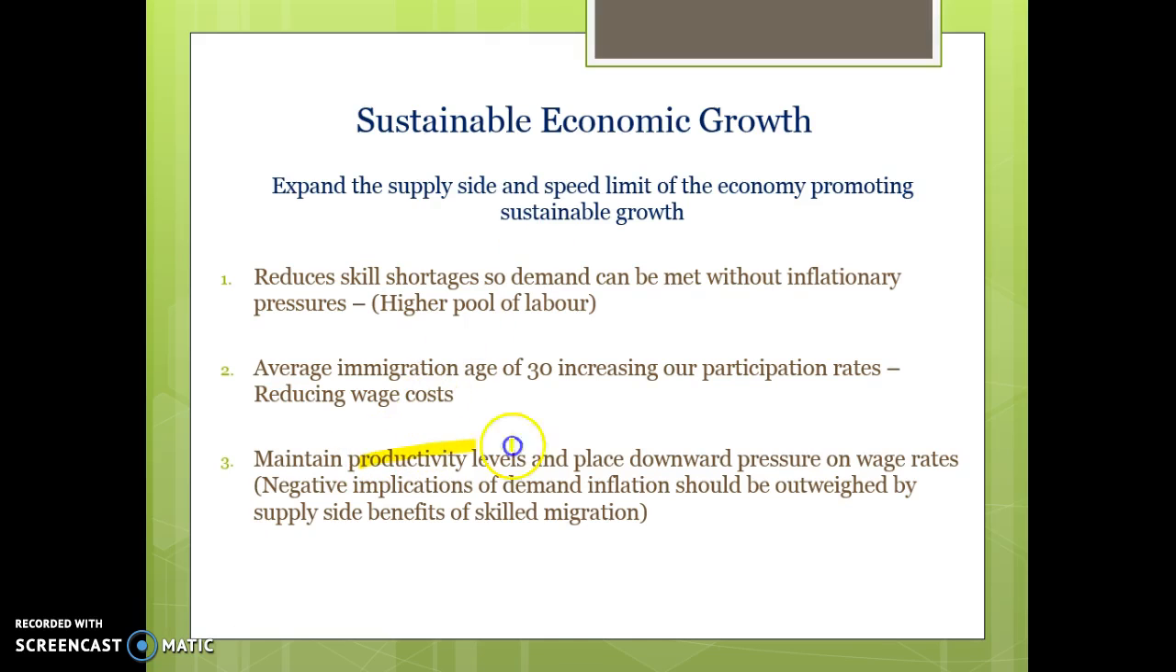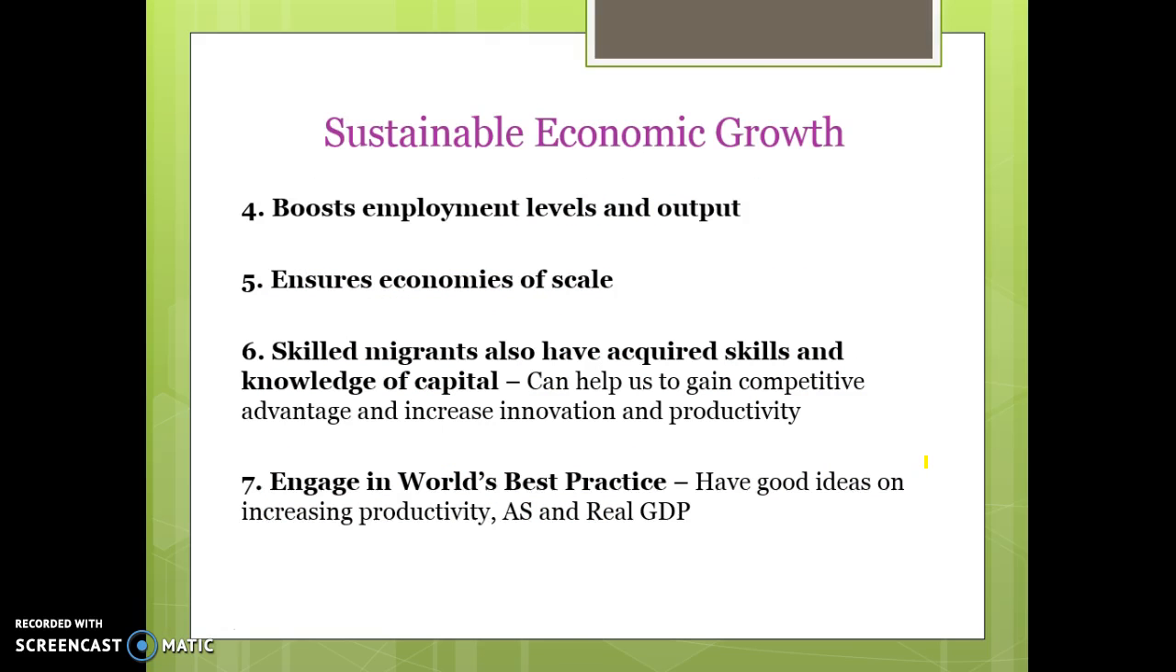Again, by maintaining productivity levels, downward pressure on wages negates some of the demand inflation impacts that can occur in the economy. So it boosts employment levels and output in the long term, and that all stems from us being more internationally competitive and having lower prices, and therefore increased demand for goods and services. It can ensure economies of scale because the larger size of our economy allows us to produce in bulk.